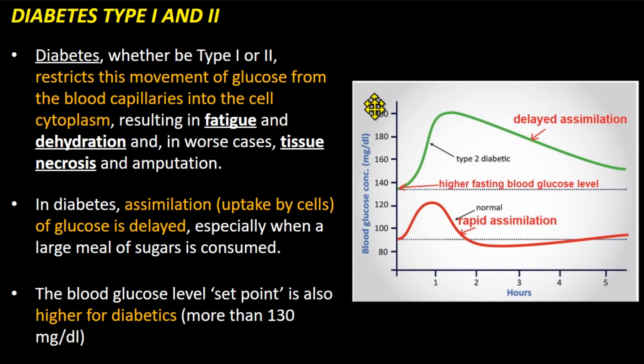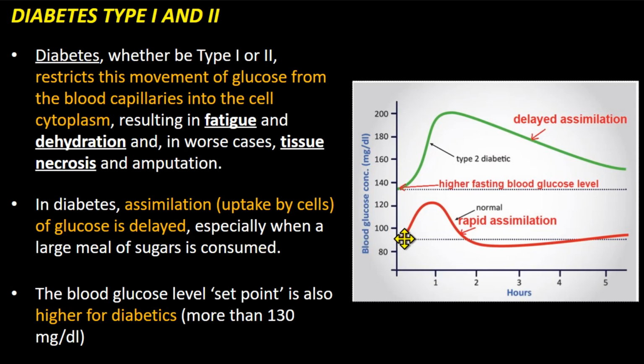Diabetes type 1 and type 2. If you look at the graph here, the y-axis shows blood glucose concentration in milligrams per deciliter, and the x-axis shows hours after eating a meal. Let's imagine that the person ate a meal here. Diabetes, whether type 1 or type 2, restricts the movement of glucose from the blood capillaries into the cell cytoplasm. This is going to result in fatigue and dehydration, and in the worst case, tissue necrosis, that's tissue death, and amputation. In diabetes, assimilation, or the uptake of nutrients by cells, particularly glucose, is delayed, especially when a large meal of sugars is consumed.